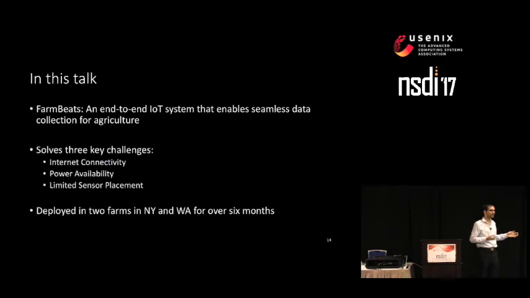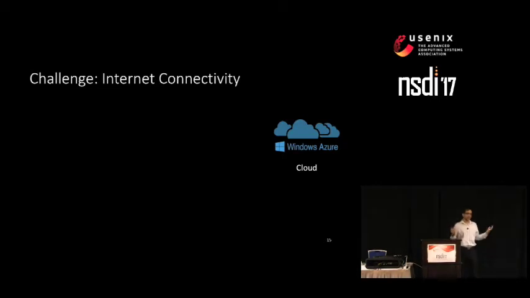Of course, to do that, I need to solve the three challenges that I told you about. We have built FarmBeats and we have deployed it in two different farms. One is in upstate New York and the other one is in Washington State. And these deployments have run for 6 months, and I'll talk to you about our deployments towards the end of my talk. So let's start with the first question. How can we build an IoT system when we do not have internet connectivity on the farm?